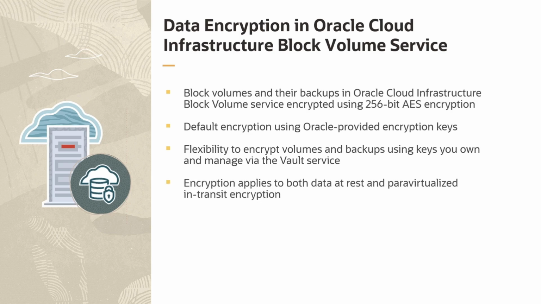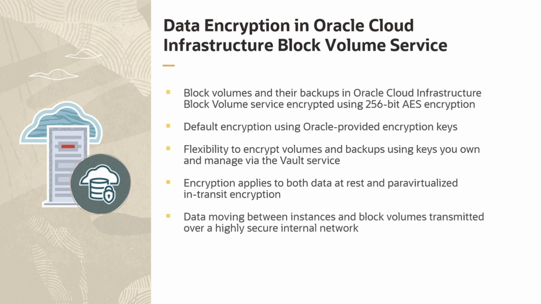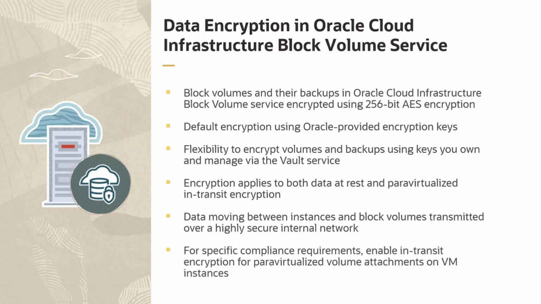Encryption applies to both data at rest and paravirtualized in-transit encryption. Data moving between instances and block volumes is transmitted over a highly secure internal network. Enable in-transit encryption for paravirtualized volume attachments on VM instances. Some bare metal shapes support in-transit encryption for iSCSI attached block volumes.